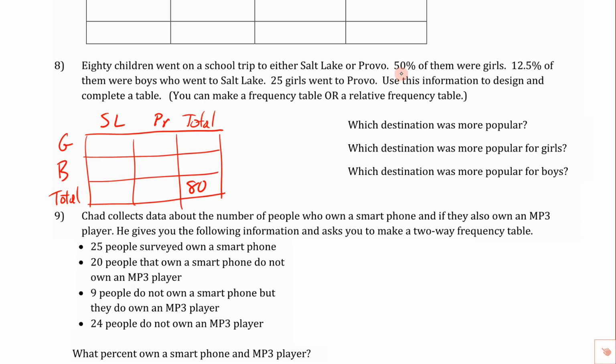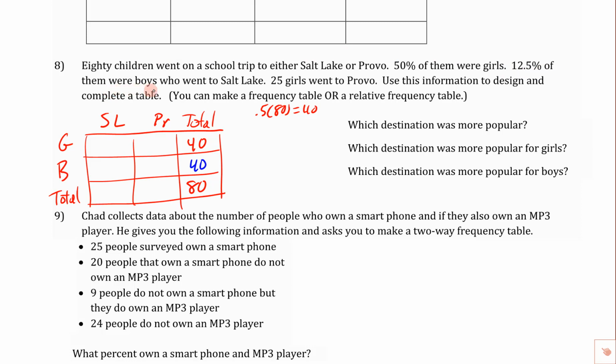50% of them were girls. Well, if 50% of them were girls, that would be 0.5 times 80. That's going to be 40. So 40 of them, half of them were girls. Well, that automatically means that the other half had to be boys. So I'm going to put 40 right here. Okay, so that's great information. We're not even done with the first line.